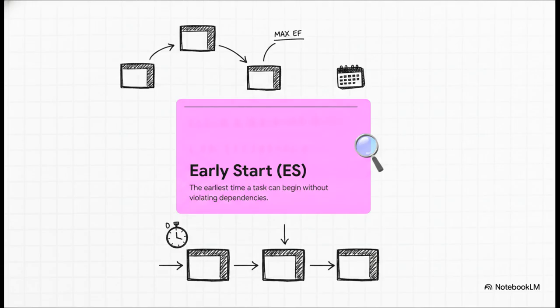First up is early start, or ES. It's exactly what it sounds like, the very earliest time a task can begin without breaking any dependencies. If it's the very first task out of the gate, its ES is 0. But if it's a task deeper in the project with multiple preceding tasks, its early start is strictly dictated by the maximum early finish of all its predecessors.